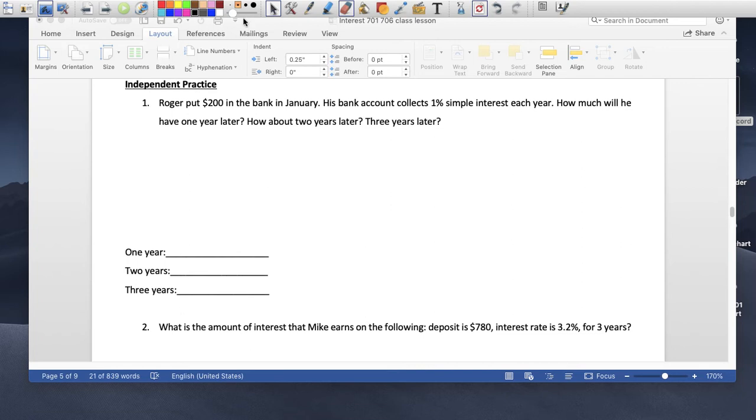Independent projects. Number 1, Roger put $200 in his account, so I equals PRT. We put 200, so that's the principal. The interest rate is 1% or 0.01. How much money will he make after 1 year? So I equals 200 times 0.01 times 1. So after 1 year, he's going to make a whopping $2.